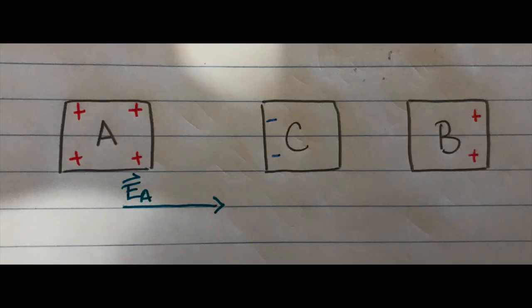Note that if we removed block A, and consequently its electrical field, before we separated the two blocks, block B and C would become neutral again because charges distribute evenly over the surface area of conductors.